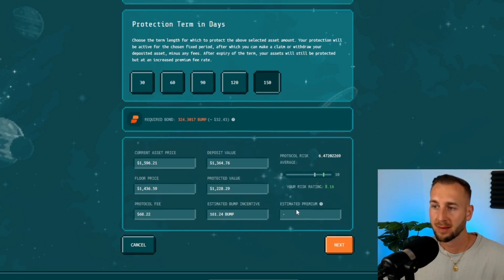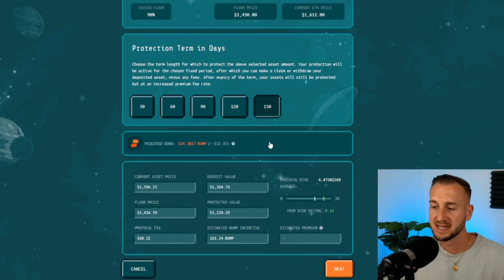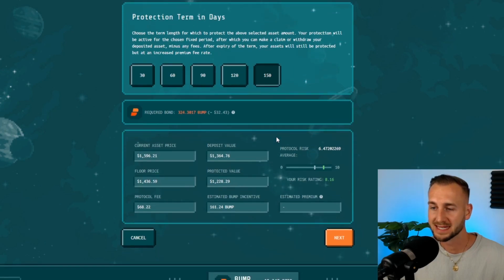So if we're happy with the parameters, what we've done is we've got a 90% price floor for 150 days, a long policy there. We can see the various amounts we need to bond, the actual fees that are being charged, and the incentives on top. As we are early adopters here, they are incentivizing users to obviously use the protocol. So we're going to make some money back from this in bump as well. And then we just need to go through to the confirmation stage. So we need to press the next button here.